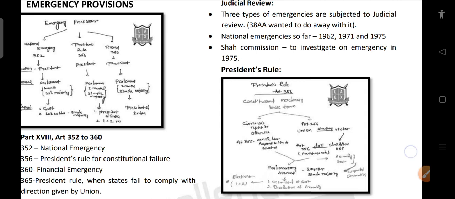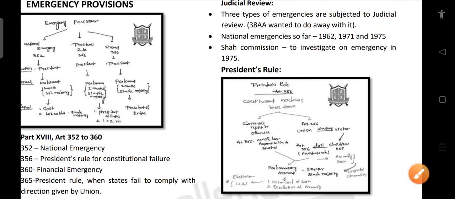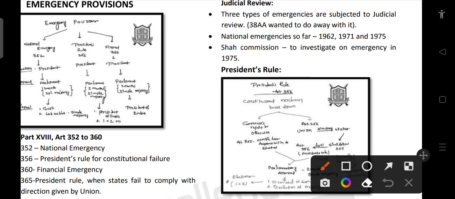Then national emergency has been declared so far 3 times, that is in 1962, 1971 and 1975. These 3 times it was declared. This was during the China war, the Pakistan war, and then during the Indira Gandhi period. Then the Shah Commission was set up to investigate the 1975 emergency.